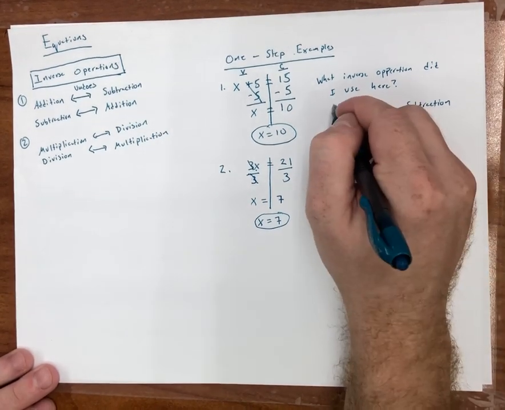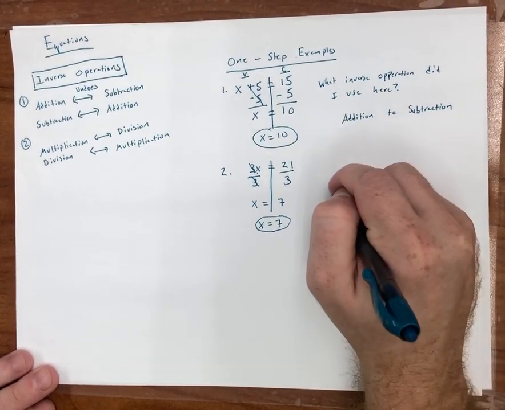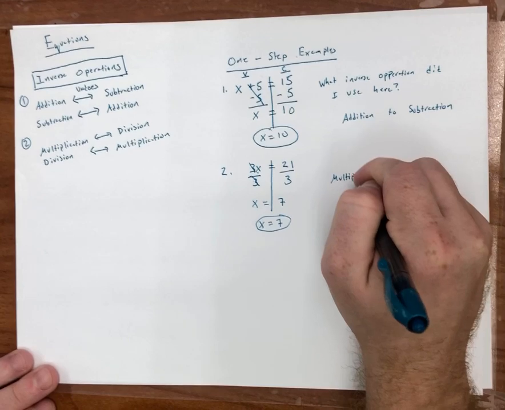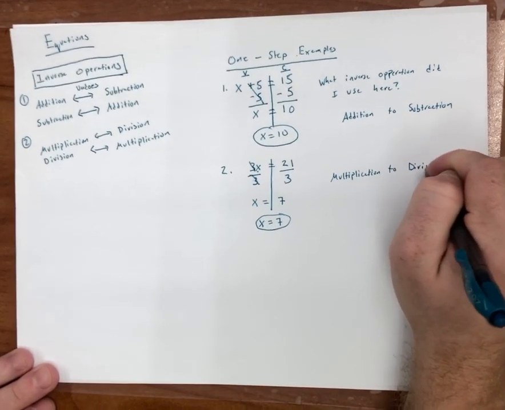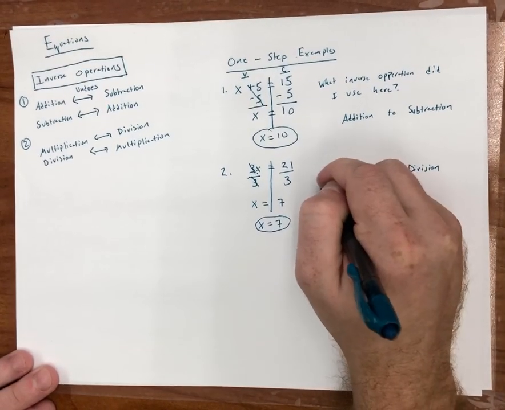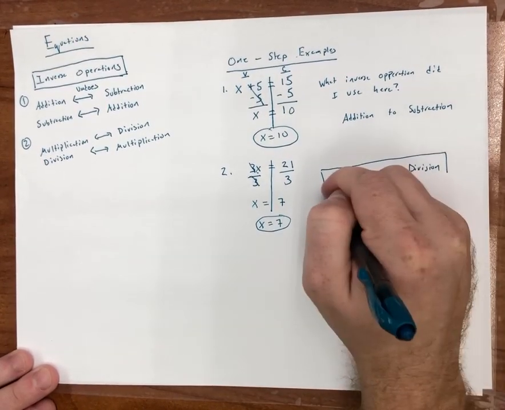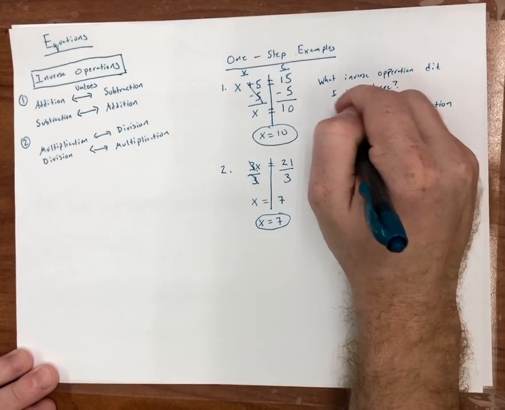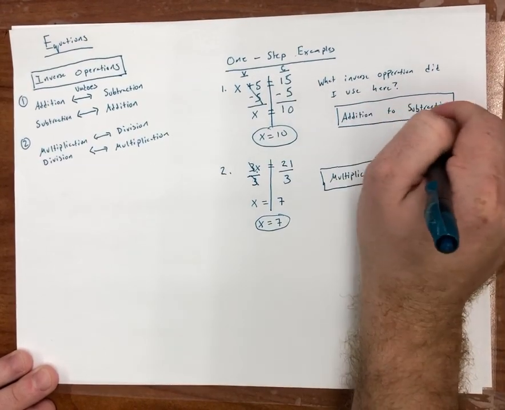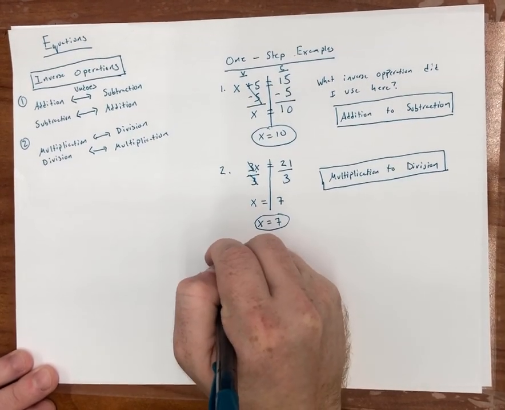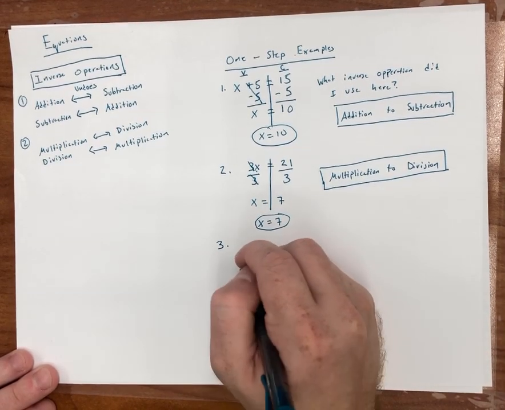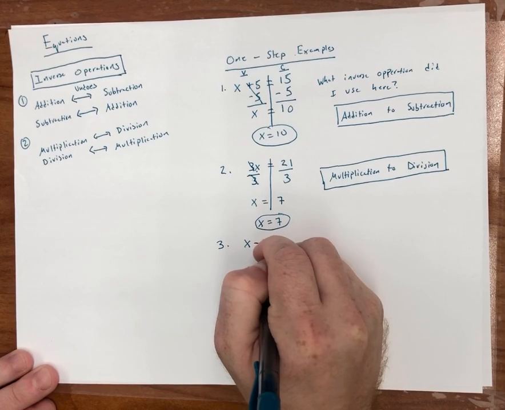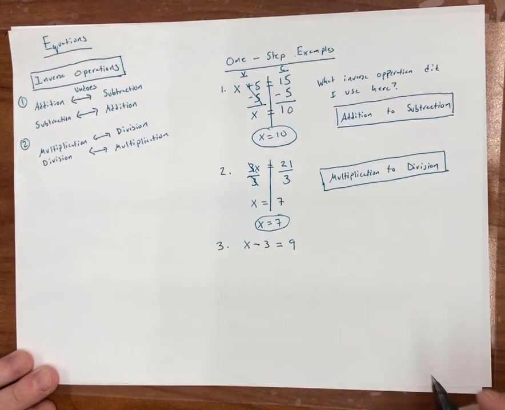What inverse operation did I use? Multiplication to division. Okay. We got example number 3. Example number 3 is x minus 3 equals 9.